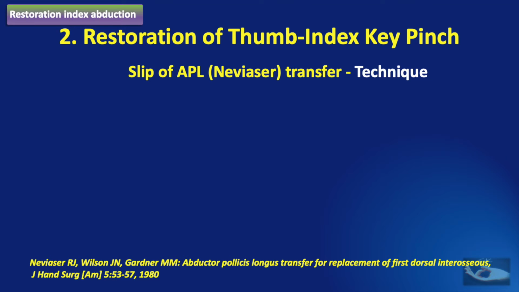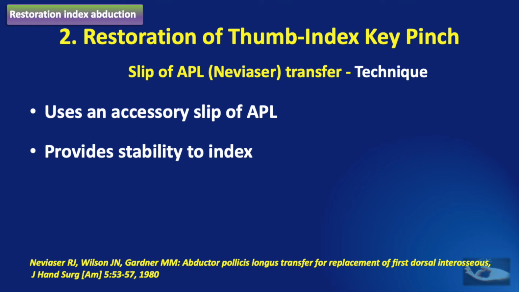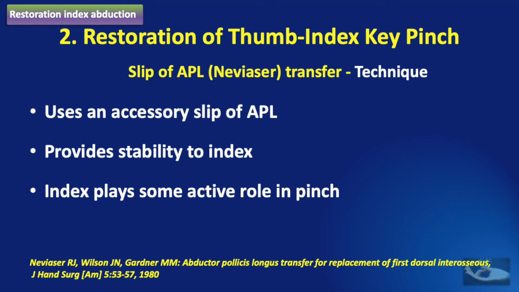The technique used by Neviaser, described in 1980, uses one of the slips of the abductor pollicis longus. Rather than exact abduction of the index finger, it provides stability to the index finger so that when the key pinch is performed, the index finger can individually withstand the pressure from the thumb, because it is important that the index finger plays some active role in the pinch.